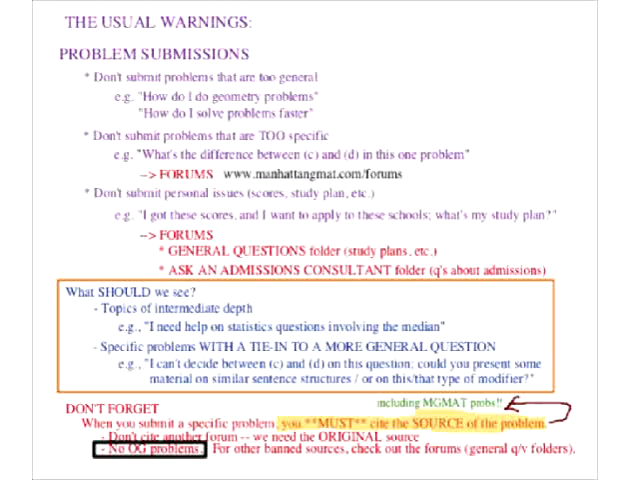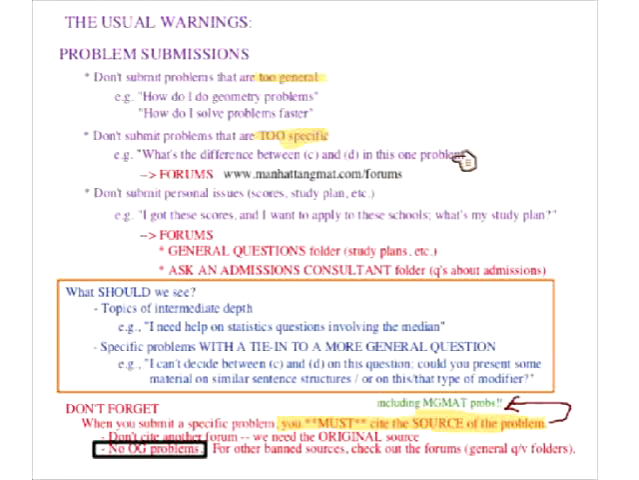Okay, please do not submit problems that are too general. We're going to see more examples of this on later pages. Please do not submit problems that are too specific. This is probably the biggest offender. Please do not just submit a single problem and ask about a couple of choices. That's what our forums are for. And our forum responses these days are pretty quick. We'll probably answer those questions within about a week or a week and a half at most.